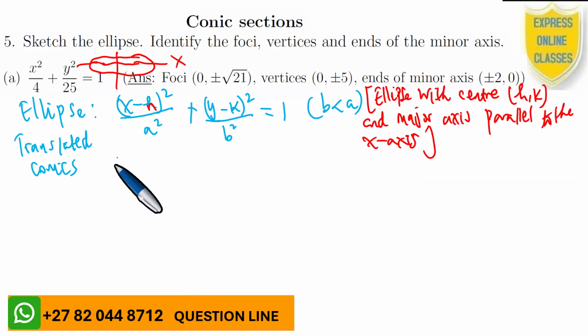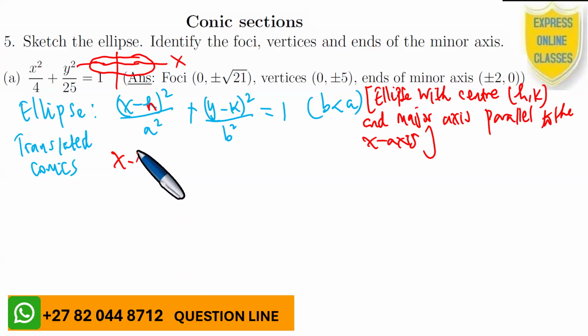Now we're going to have another ellipse that we need to learn as well. There's another ellipse that you need to understand, the following ellipse. Because we're going to learn just two types of the ellipse.